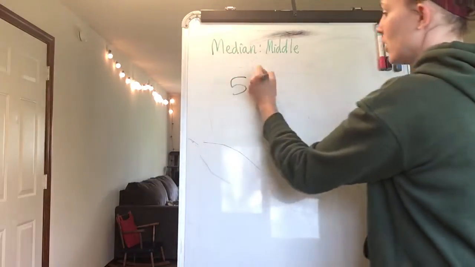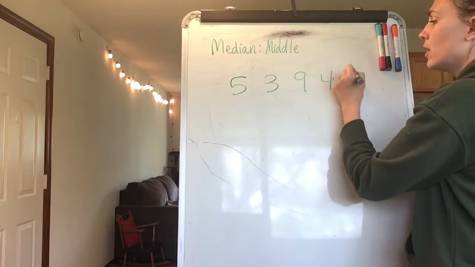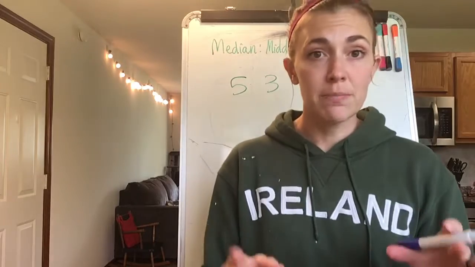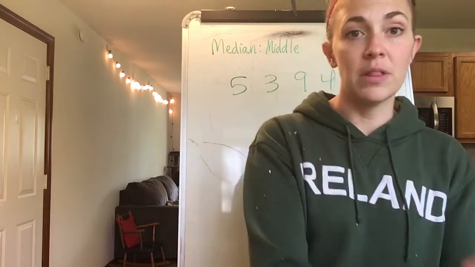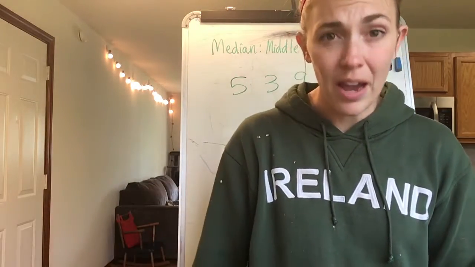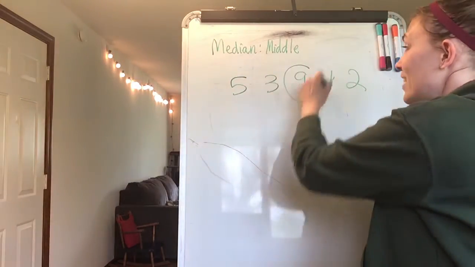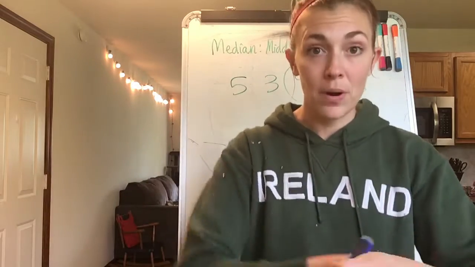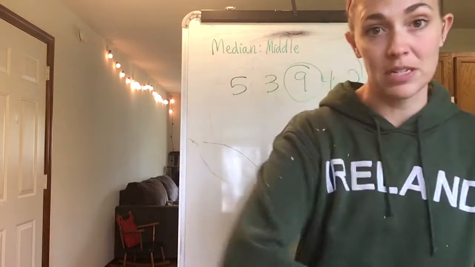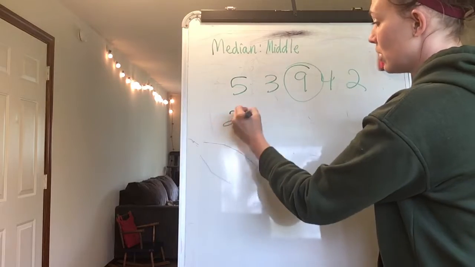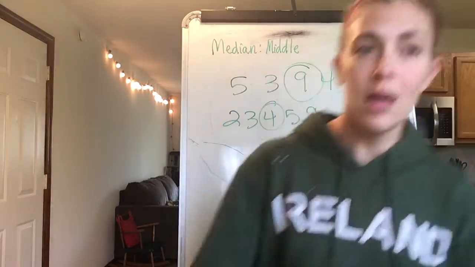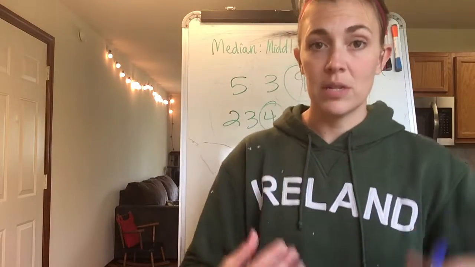So if I gave you the data, let's say 5, 3, 9, 4, and 2. The very first thing that you have to do is make sure that these are put in order from least to greatest, because right now, if you look at the data, it says that 9 is in the middle. However, 9 is not the middle number of this data. When I put this from least to greatest, which is 2, 3, 4, 5, 9, I see that 4 is the middle of the pack.